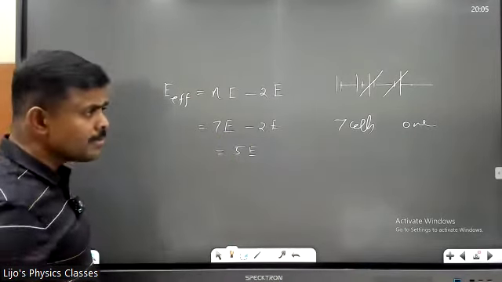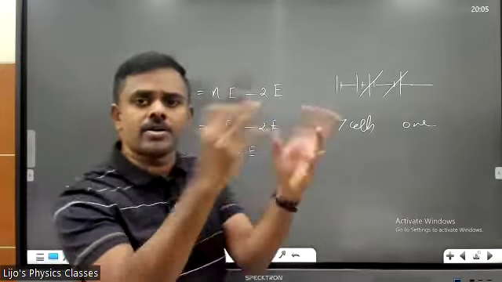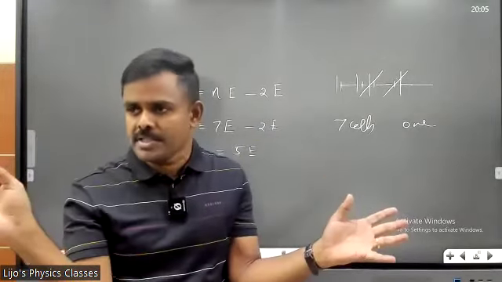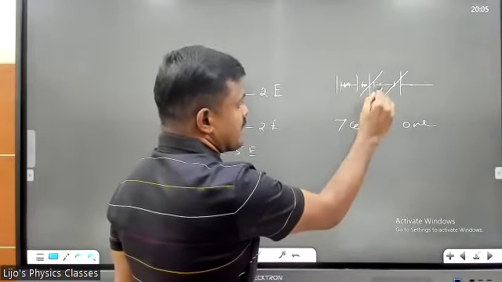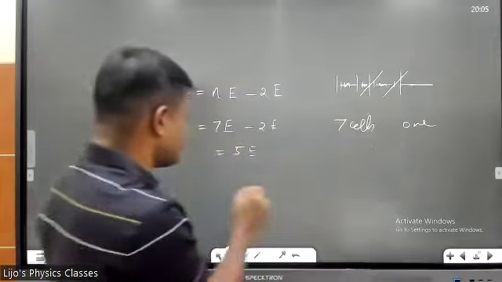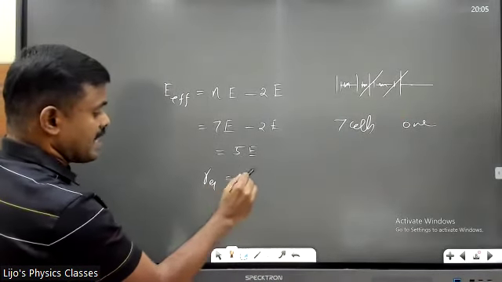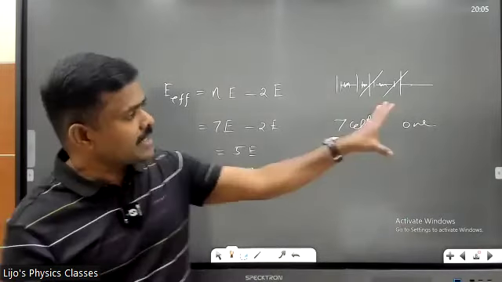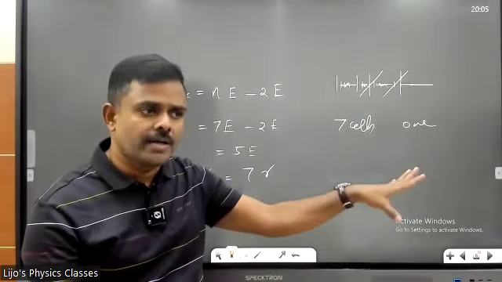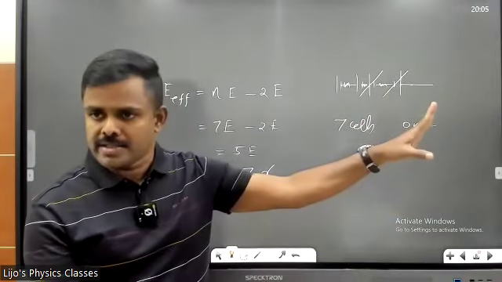Understood? But even then, be it right connection or wrong connection, internal resistance will be the same, 7r. For the first one, it is small letter r. Second one, small letter r. Third one, small letter r. Eventually internal resistance will be 7 times small letter r. Got it? Be it right connection or wrong connection, internal resistance will be the sum of internal resistances.